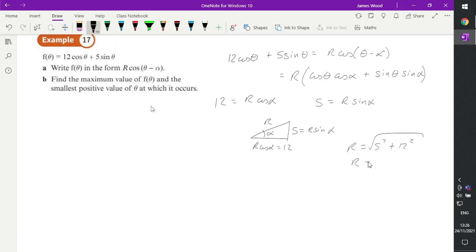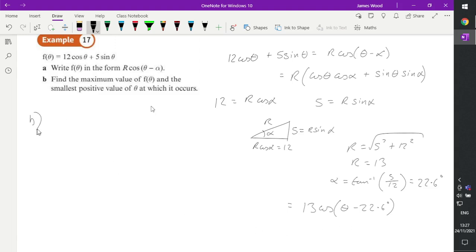So we can find r by using Pythagoras. 25 plus 144, square rooted, so that's 13. And we can find alpha by inverse tan of opposite over adjacent, which is 22.6. So we can rewrite this as 13 cos(theta minus 22.6 degrees).